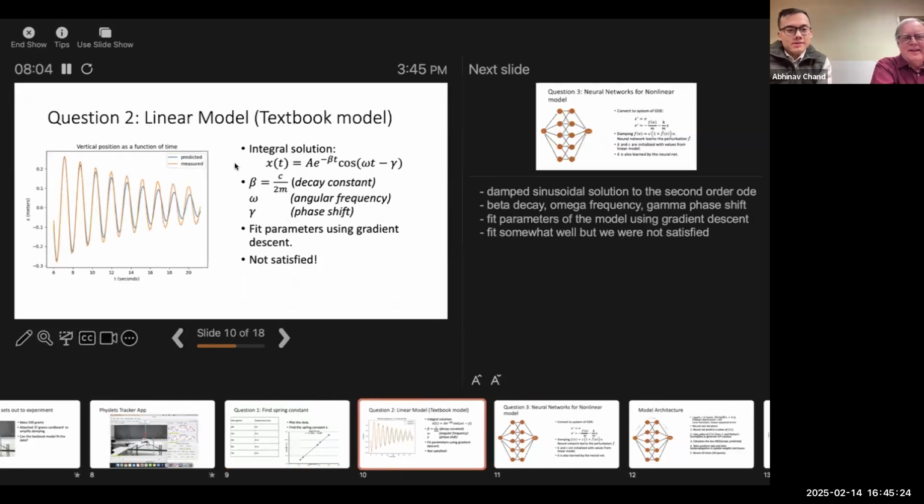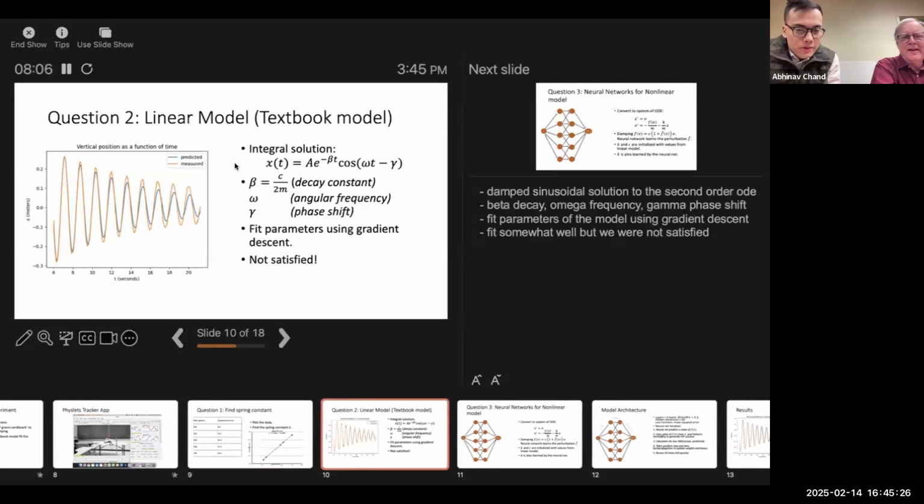Right. So this is the linear model, the textbook model that we use. And we know that it has a closed form solution, x of t equals A times e to the negative beta t times cosine of omega t minus gamma. So you have this sinusoidal decaying function. Beta is c over 2m, that's the decay constant. Omega is the frequency, and gamma is the phase shift.